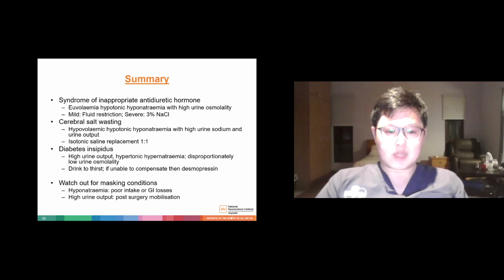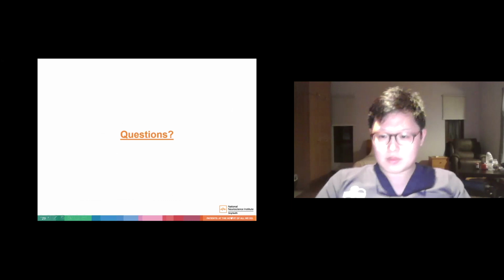And the third most important sodium disturbance is diabetes insipidus, in which you will have high urine output, a hypernatremia, and a disproportionately low urine osmolality. The treatment for them is to drink to thirst, and if they are unable to, then compensate them with desmopressin. And the 2 things that you need to look out for in our patient population are the other masking conditions, like poor oral intake or GI losses, which can lead to hyponatremia. And in high urine output patients, even though you have to exclude DI, most of the time it's actually post-surgery mobilization. Any questions?